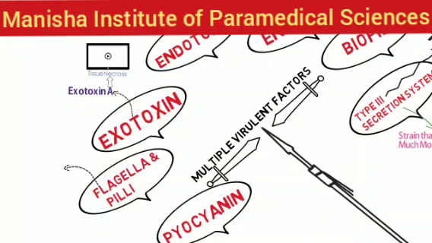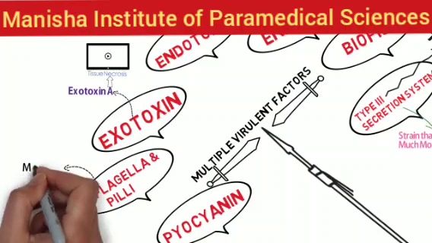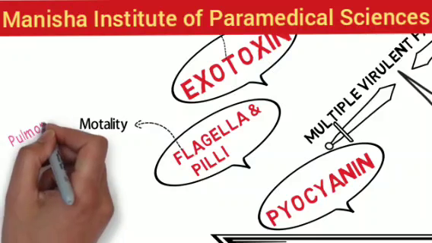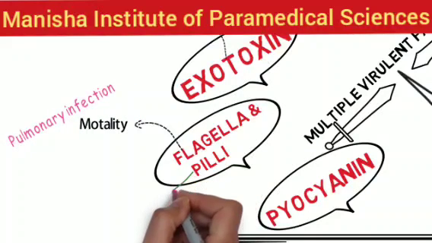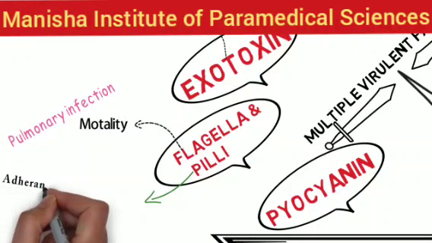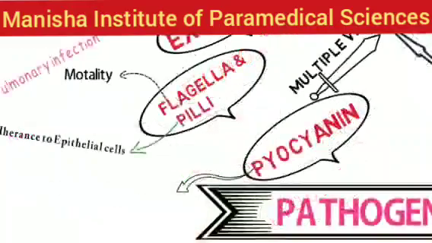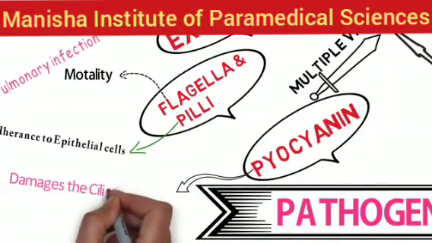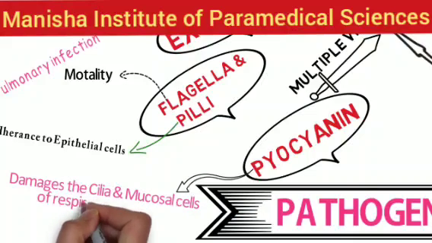Polar flagella. Polar flagella make the Pseudomonas mobile, and are critical in causing pulmonary infection. Pili. Pili facilitate the adherence of Pseudomonas aeruginosa to the epithelial cells. Pyocyanin. Pyocyanin causes the destruction of the cilia and mucosal cells of the respiratory tract.